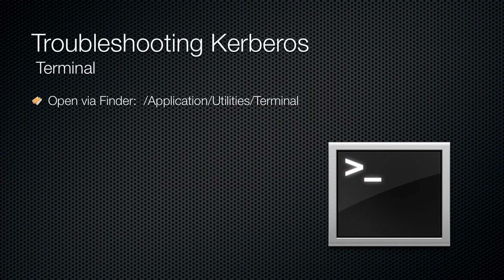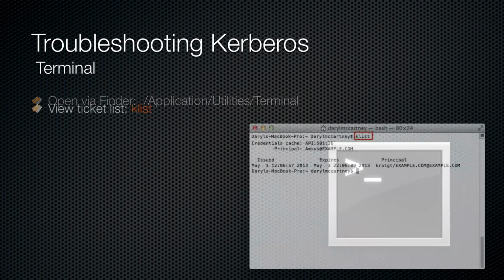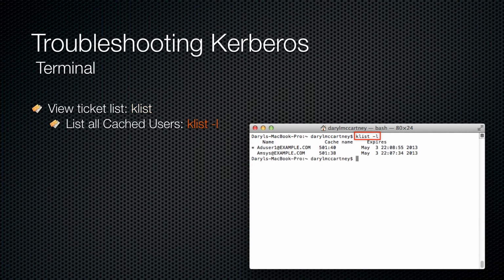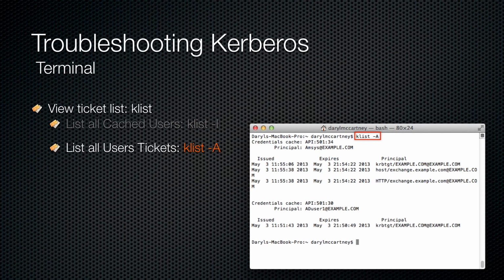We can also troubleshoot Kerberos tickets from within the command line. We can do this using the terminal application found within Applications, Utilities. We can use the klist command to view the current user's ticket granting and service tickets. The klist command also has a few useful options. klist -l will list all currently cached Kerberos users and the expiry of their TGT. The klist -A command will allow you to see all those same cached users, but this time view all of their current ticket information.